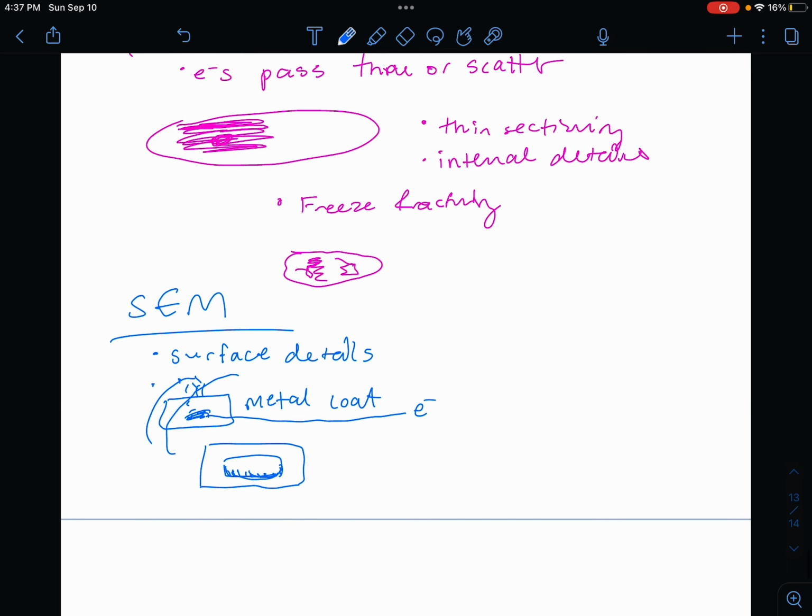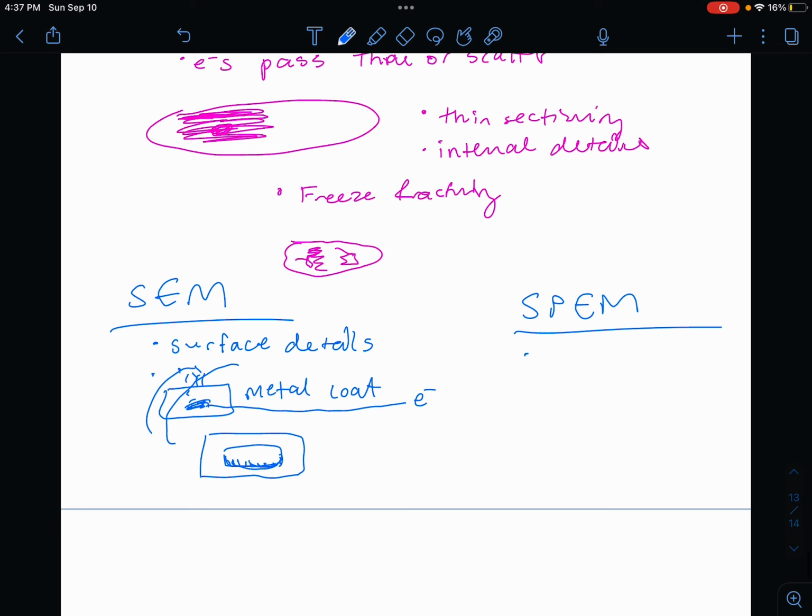We also have scanning probe, so SPEM. Scanning probes are also known as the atomic force microscope. And there isn't any special prep. However, these will allow you to see a topographical map. There's a probe that will move across a sample surface, and then it will feel the bumps and the valleys of atoms, and then it'll give you a surface map. So, surface map.